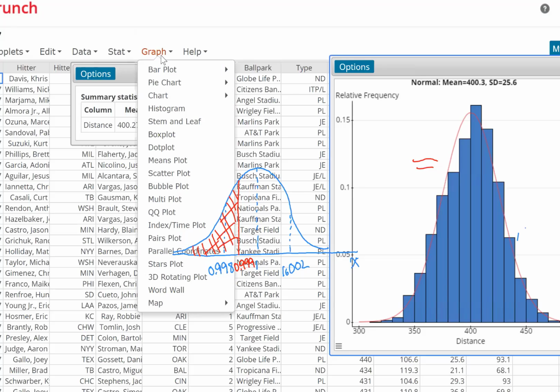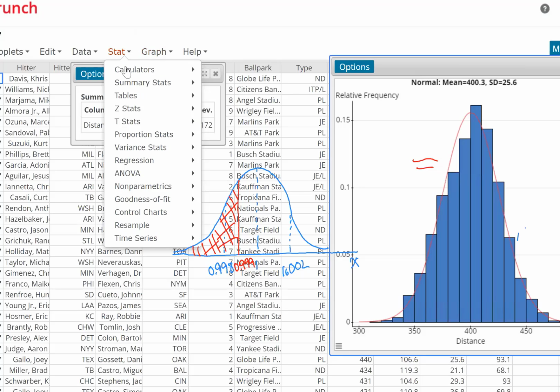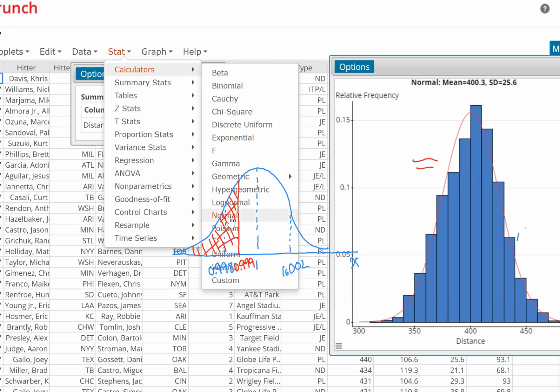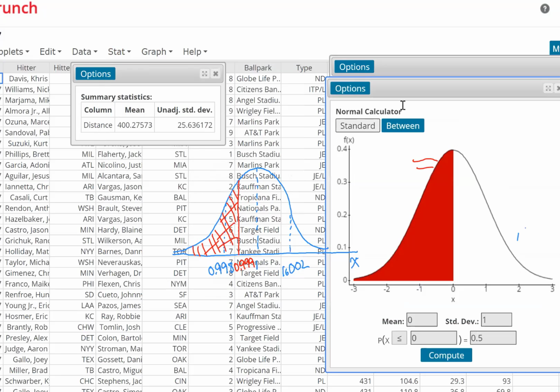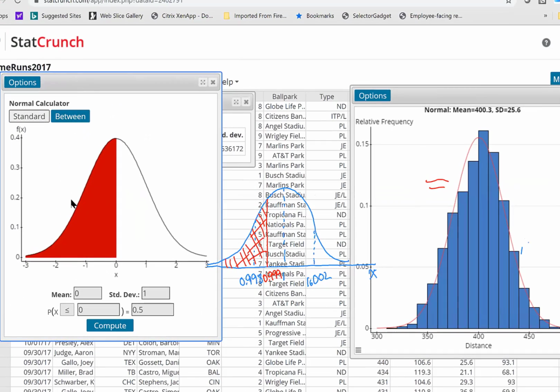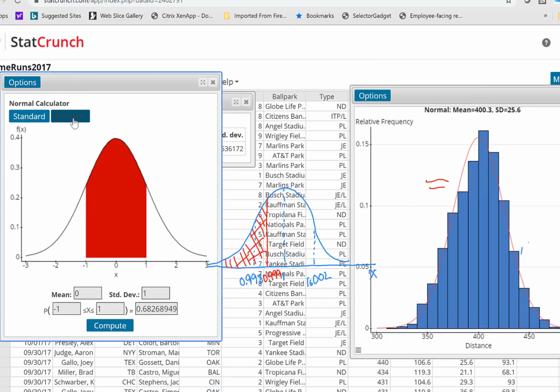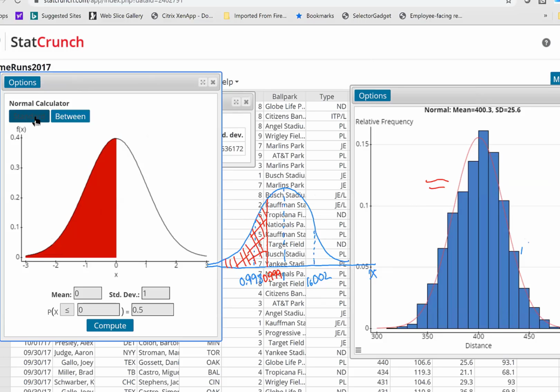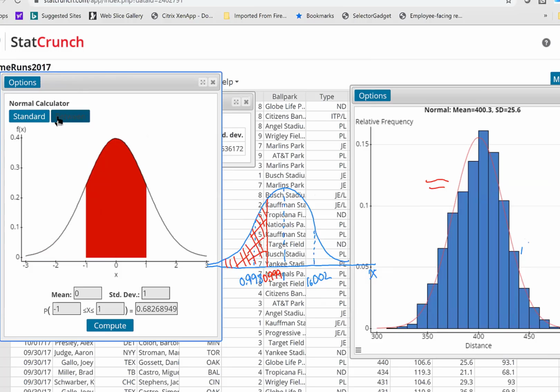To do this in StatCrunch, you go to Stat, Calculators, Normal. Can you see the normal under the normal curve? Yes. So that brings up this normal calculator. With the normal calculator, you have two options up here, standard or between. Standard finds areas under the curve to the left of some value or to the right of some value. Between finds area under the normal curve between two values.